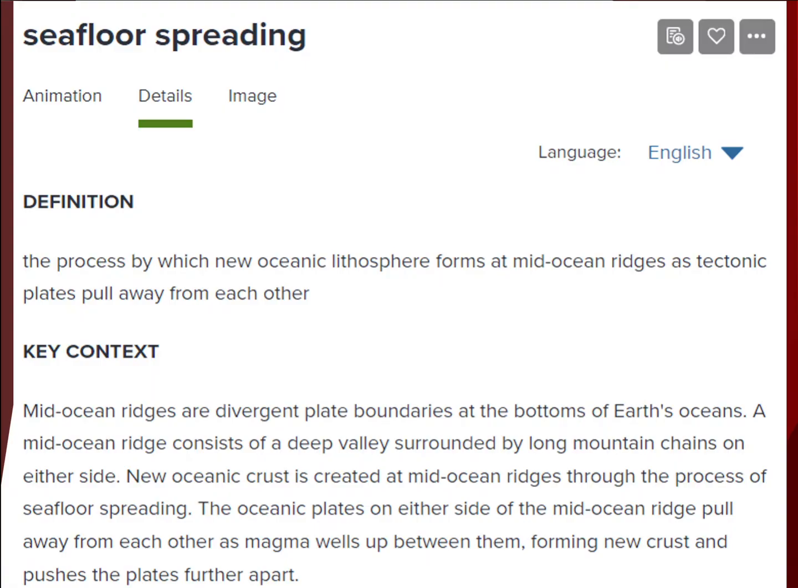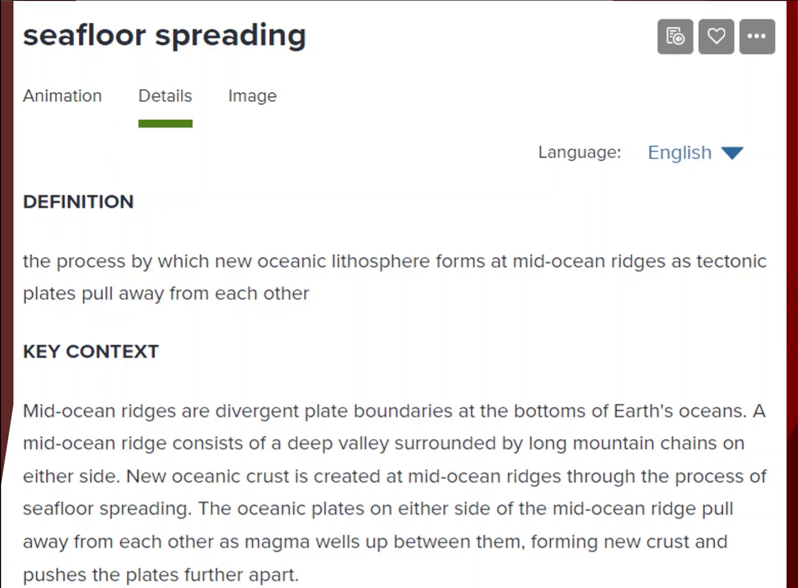Next definition, seafloor spreading. Seafloor spreading is the process by which new oceanic lithosphere forms at mid-ocean ridges as tectonic plates pull away from each other. As you finish copying down this definition, let me remind you that mid-ocean ridges are divergent plate boundaries at the bottom of Earth's oceans.